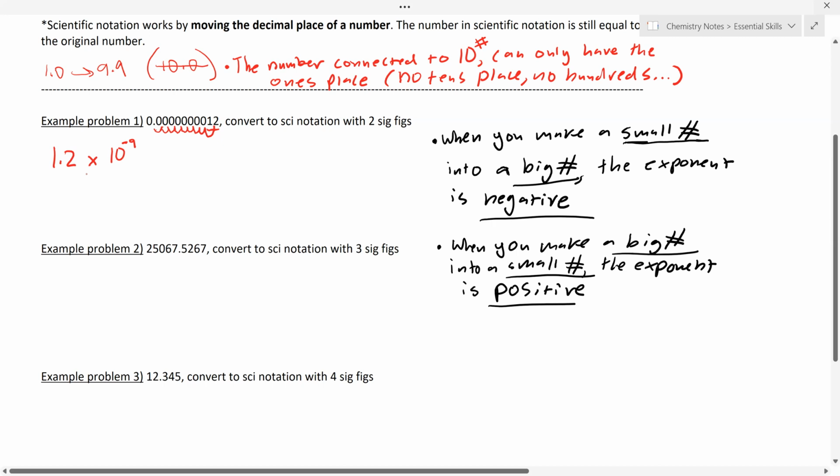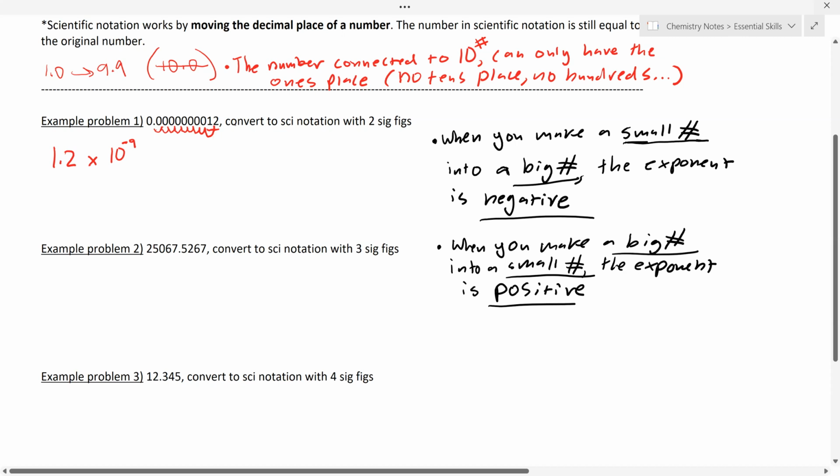And now, just for the sake of it, how do you know that this works? Well, a good way to double check this is actually entering it into your calculator. So you'd go 1.2 times 10 to the power of negative 9. And you find that you get the exact same number with the same amount of zeros. And I did it on my calculator. So, if you want to do it yourself, then you can.